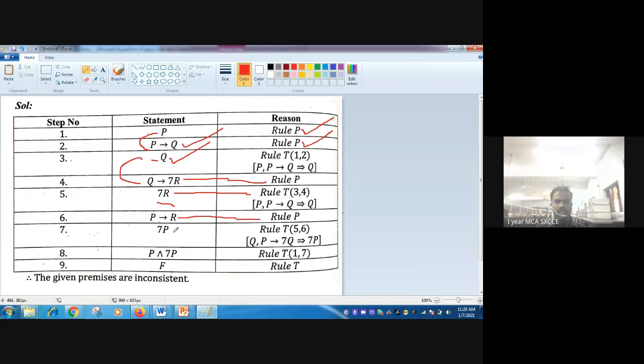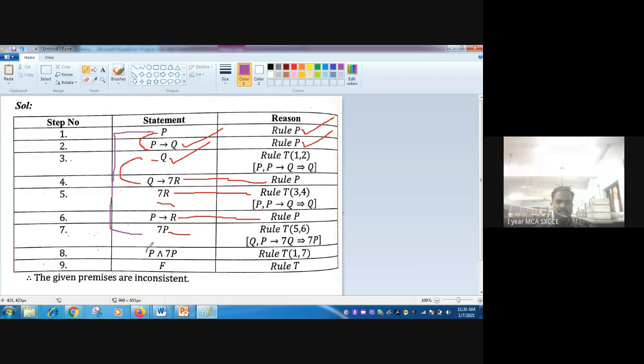Next, negation P. This arises from steps 5 and 6. P implies R, comma negation R gives negation P only. After that, see the first step: the first step is P, and in the seventh step we are able to get negation P.